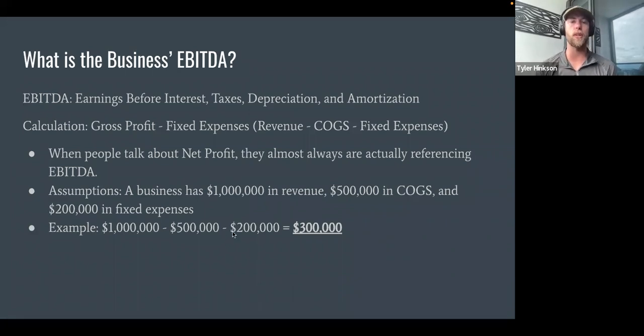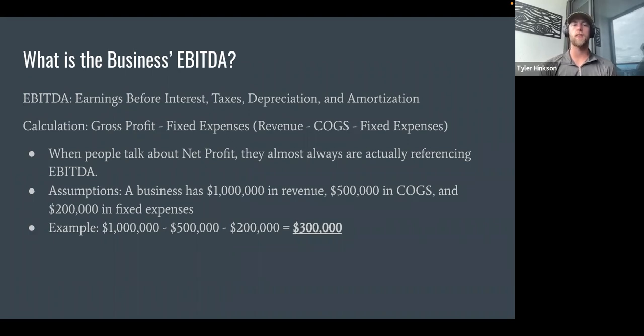So let's do an example here as well. So let's assume that a business has $1 million in revenue, $500,000 in cost of goods sold, which means it takes $500,000 to make that product or deliver that service. And then $200,000 in fixed expenses, which might be rent, salaries, etc.